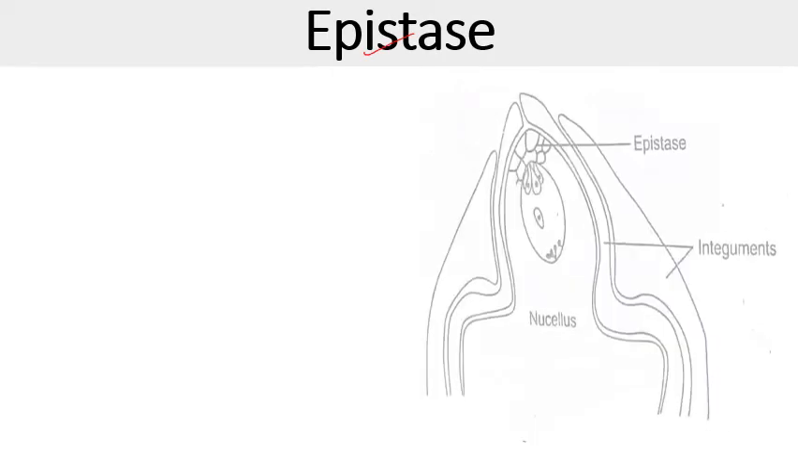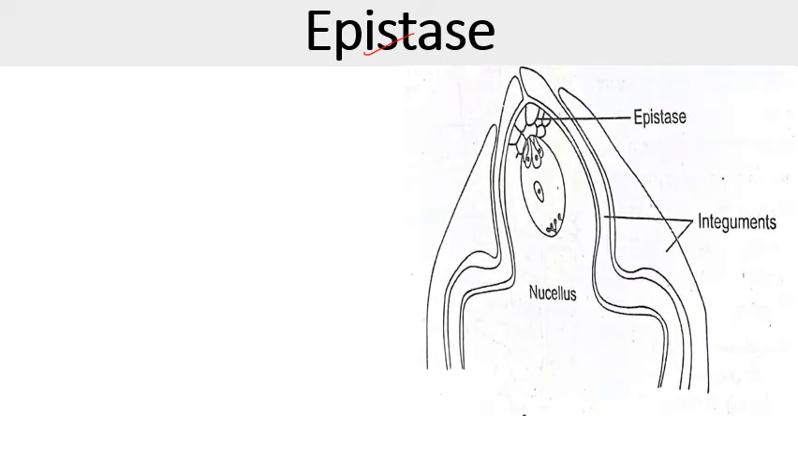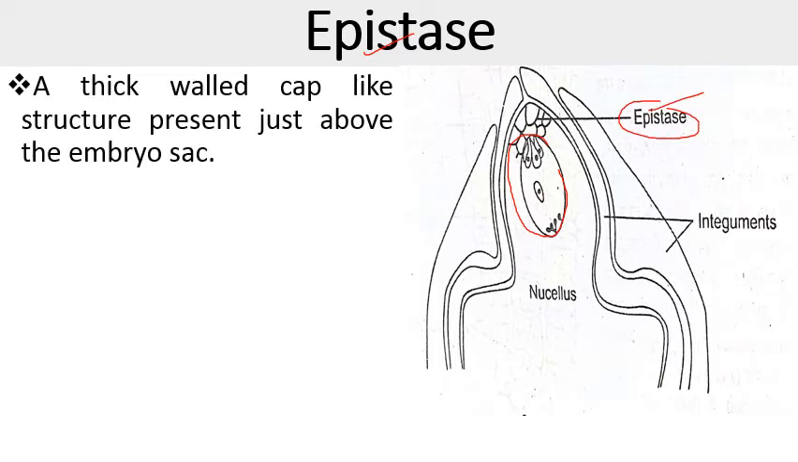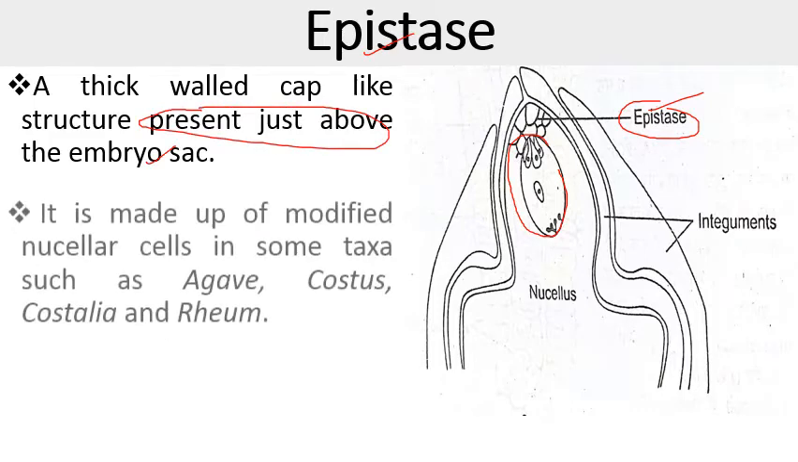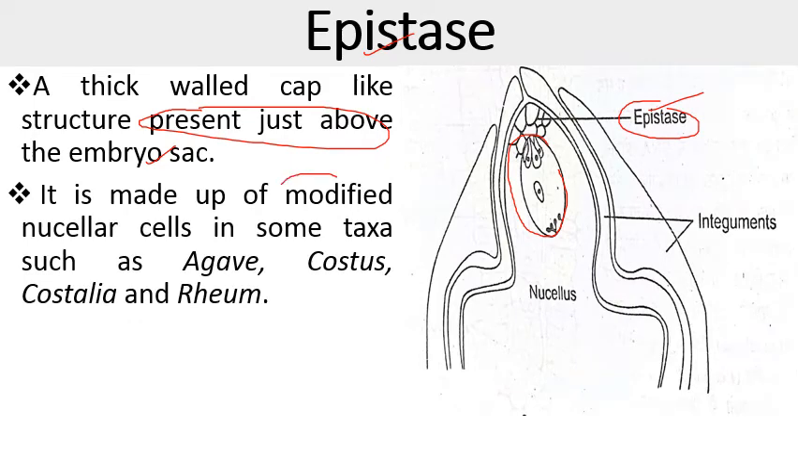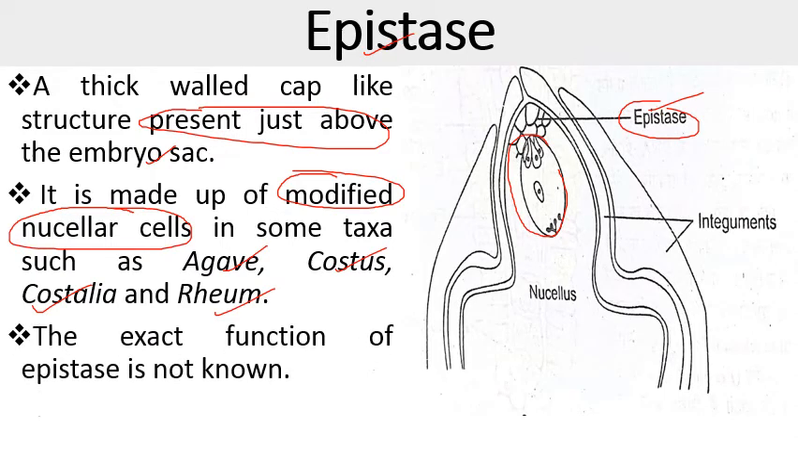Next structure is epistase. This is a thick-walled cap-like structure which is present just above the embryo sac. Embryo sac के just ऊपर present होता है cap की तरह structure जिसे कहते हैं epistase. It is made up of modified nucellar cells in some taxa. कुछ taxa हैं जिनमें ये बनता है nucellar cells की modification से, like we have Agave, Costus, Costelia and Riom. इन plants में ये बनता है by the modification of nucellar cells, and the exact function of this structure, which is epistase, is not known. हमें पता नहीं है कि इसका exact function क्या है.